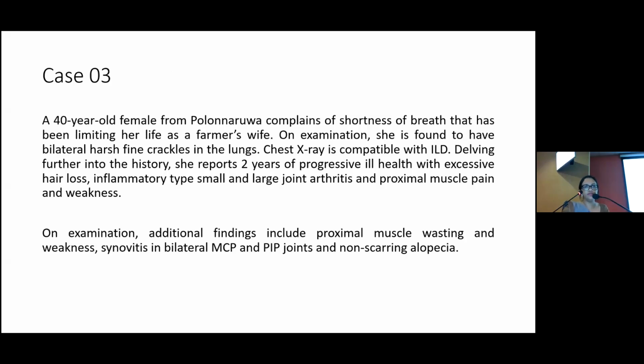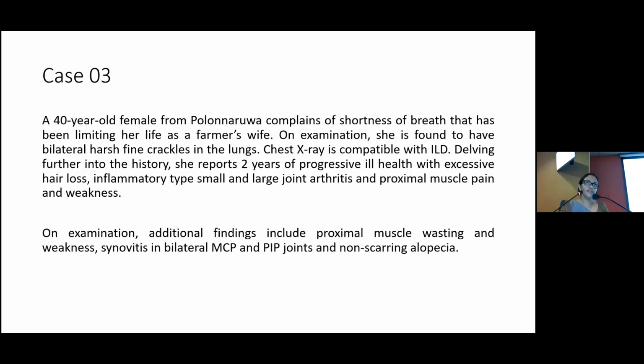And the third case was a 40-year-old female. So this was again an actual patient from Polonnaruwa who came complaining of shortness of breath that has been limiting her life as a farmer's wife. On examination, she is found to have bilateral harsh fine crepitations in the lungs, actually the lung bases, and the chest X-ray is compatible with interstitial lung disease. Further into the history, it transpires that for the last 2 years, she had not really been well. There had been one thing after the other. The initial symptom was excessive hair loss, and then inflammatory type small and large joint arthritis and proximal muscle pain and weakness.